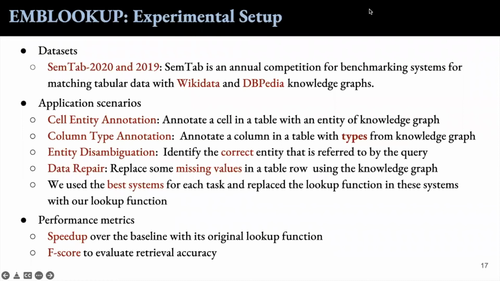We consider the best of these systems, or the state-of-the-art system, for each task and replace the lookup operation inside these systems with mLookup. We demonstrate the speedup of mLookup over the baselines and evaluate the accuracy by F-score.